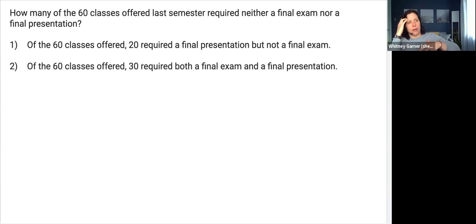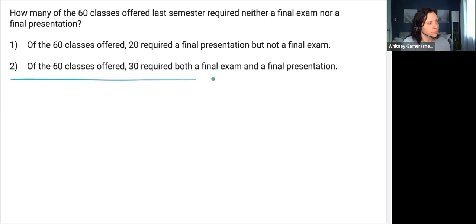And we have classes that require neither a final exam nor a final presentation, but then the statements talk about requiring one but not the other, or both of them. And so this really does feel like overlapping sets. If that's what I think that I'm going to apply to this problem, then what I'll do is build an overlapping set for one of my statements.